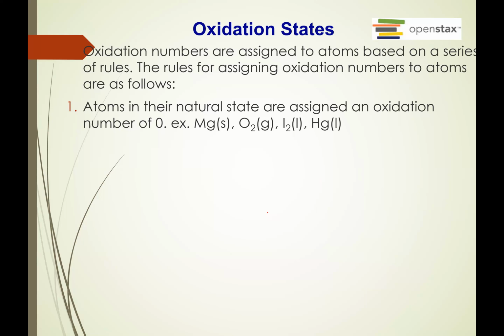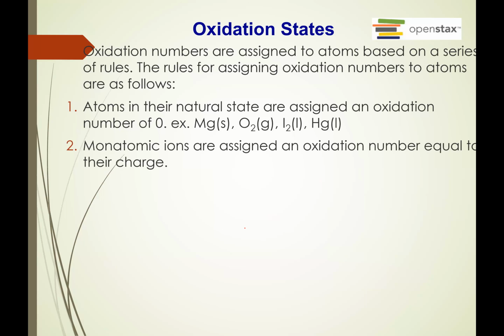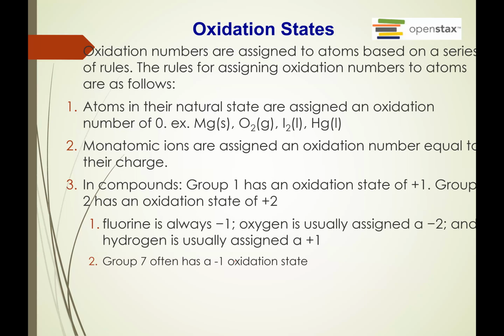Like magnesium, any metal, 0. Any of our Brinkelhoffs, 0. Anything in a natural state, it's a 0. If it's an ion, the oxidation number is the same as the charge. So like Na plus, it's just +1. O2 minus is just -2. Same as a charge. Same that we learned before.